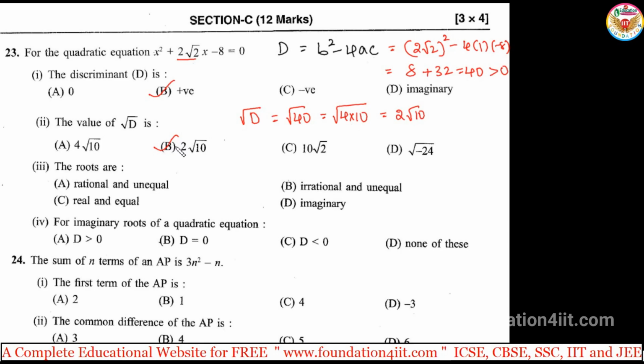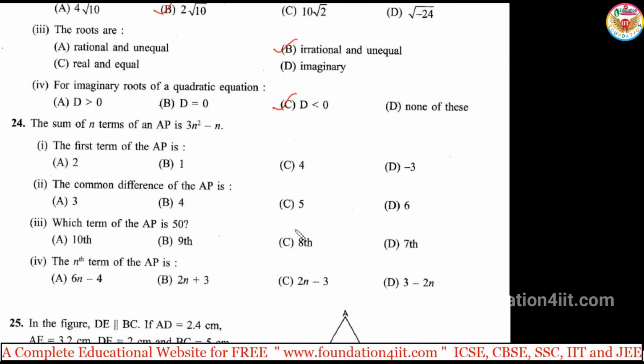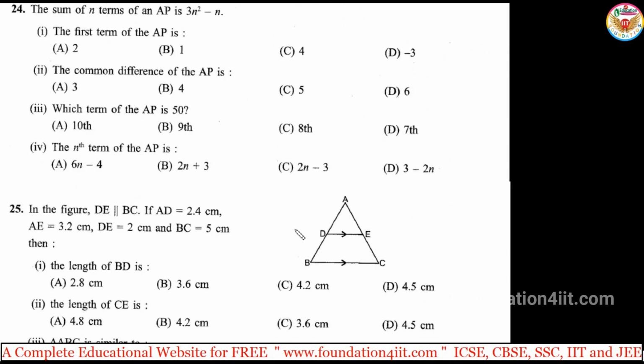So what type of roots are they? If the discriminant is greater than 0, here the D value is greater than 0, we got it. So irrational and unequal. We got an irrational number here, because 2 root 10 is irrational, and unequal. So B it is. Real and equal means the discriminant is equal to 0. Imaginary means less than 0. Okay, we know those properties. For imaginary roots of a quadratic equation, the discriminant must be less than 0. So straight question. Okay. And next one about progressions.